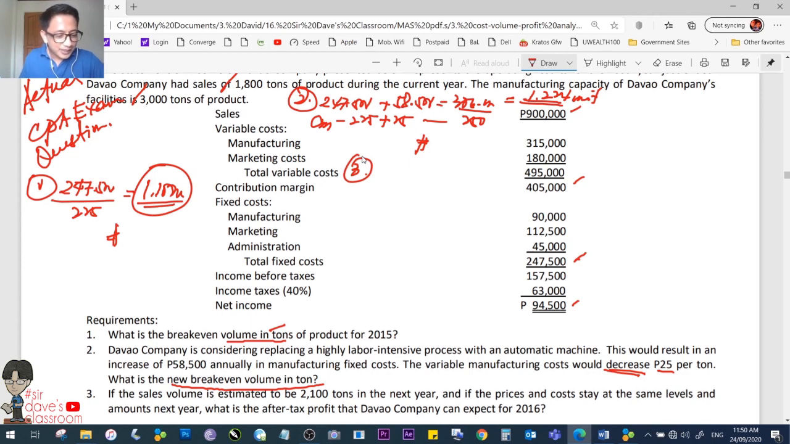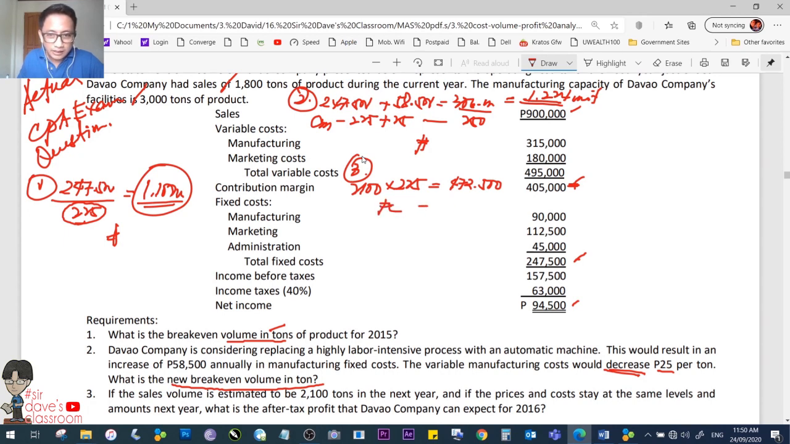Number 3. If the sales volume is estimated to be 2,100 units in the next year, and if the prices and costs stay at the same levels and amounts next year, what is the after-tax profit that the company expects for the following year? What if it became 2,100 tons next year? Same everything. It's easy. 2,100 units times the contribution margin. Go back to the original data. 225 is our CM per unit. Times 2,100. Original data. Total CM should then be 472. Could you please check my arithmetic?